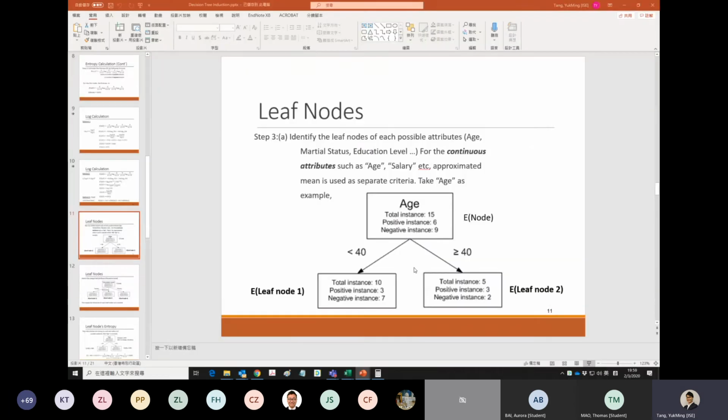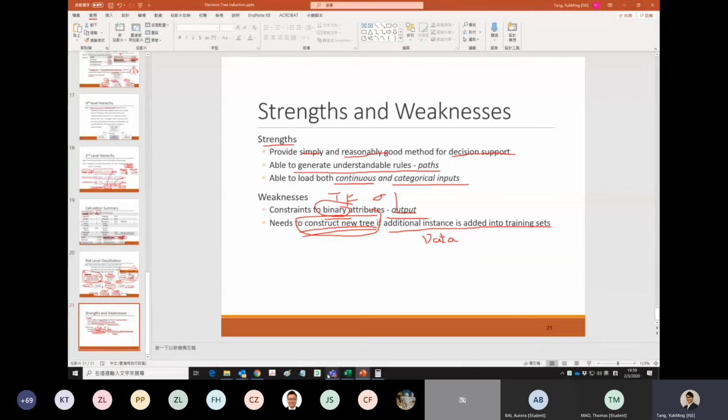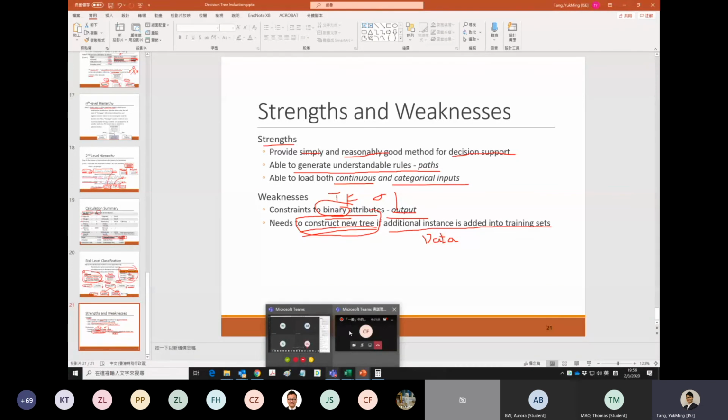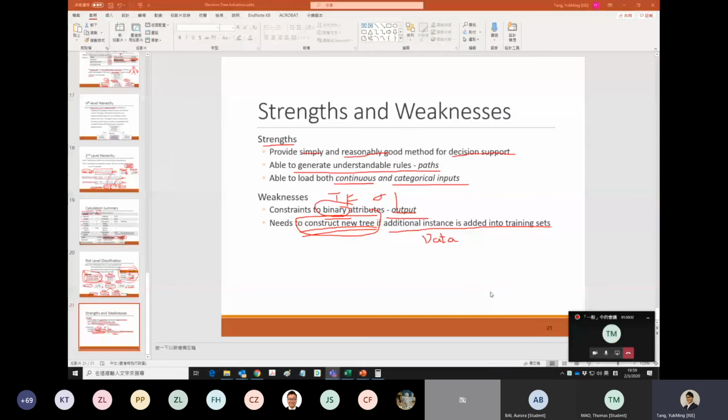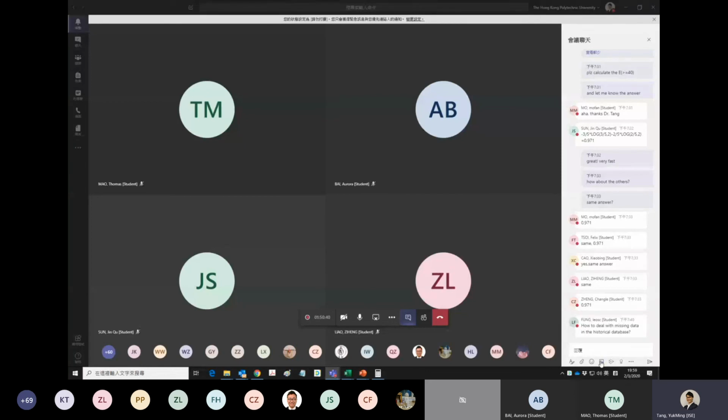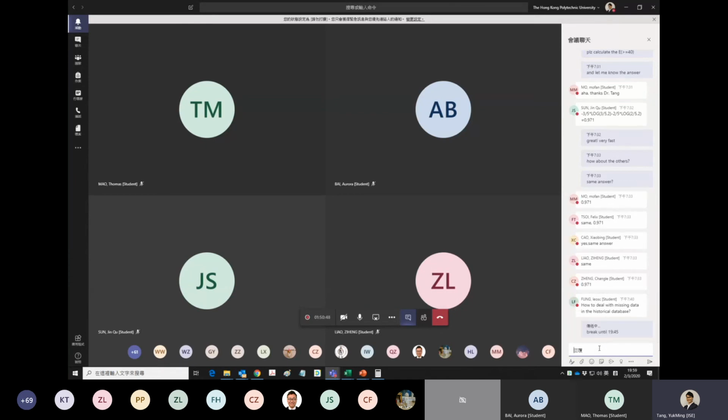So this is the end of the decision tree. Now maybe we can take a break. We can take a 15-minute break, and then we'll be back at a quarter to eight. If you have any questions, please let me know.